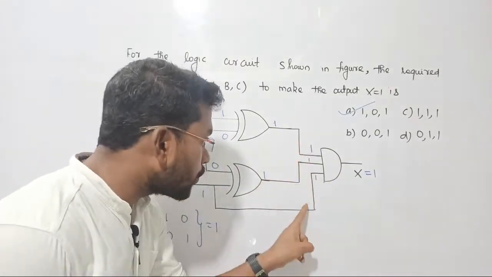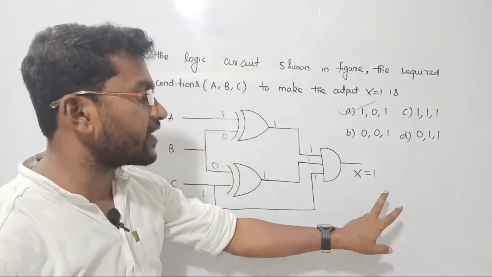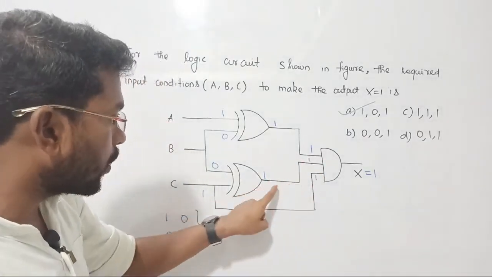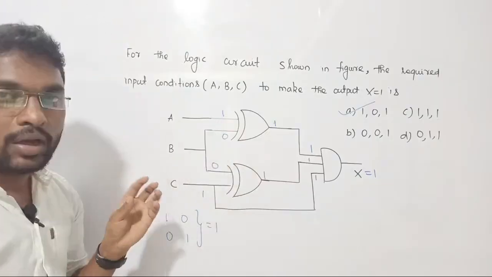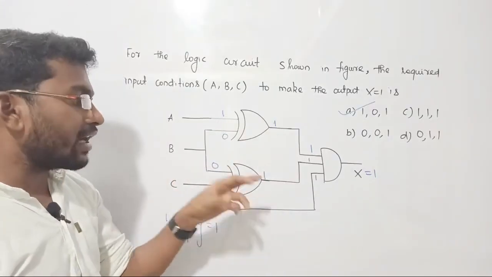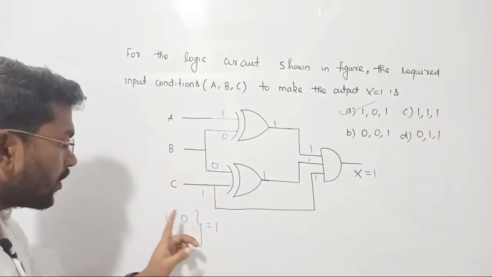When all your inputs are going to be 1, that is the only case when output is going to be 1. அப்போ இங்கே என்ன வந்திருக்கு? இந்த லைனில் 1 வரணும், இந்த லைன்லேயும் 1 தான் வரணும், இந்த லைன்லேயும் 1 தான் வரணும். And the simplest thing to understand is this is XOR gate. XOR கேட்டில் அவுட்புட்டில் எப்போ 1 வரும் அப்படின்னா when we have different inputs.